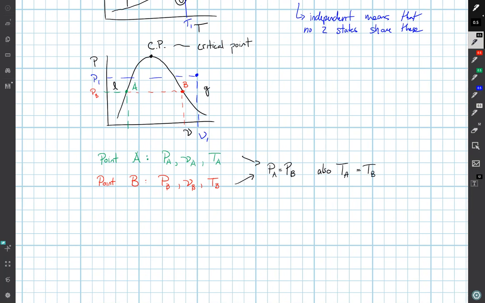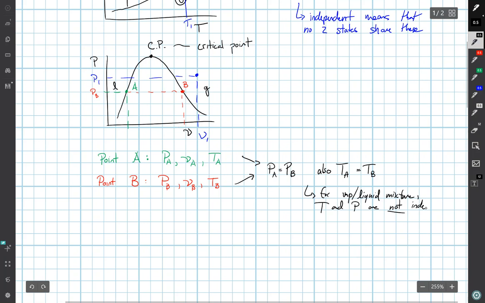If we think about what's going to happen when it boils, if we boiled A all the way to B, we're boiling at constant pressure. That means the temperature would be the same. So the temperature of state A and the temperature of state B are exactly the same. So for a vapor-liquid mixture, temperature and pressure are not independent.